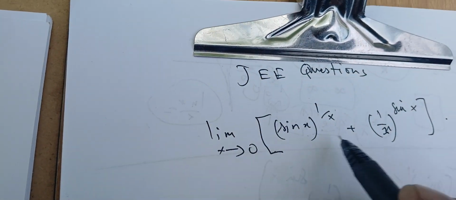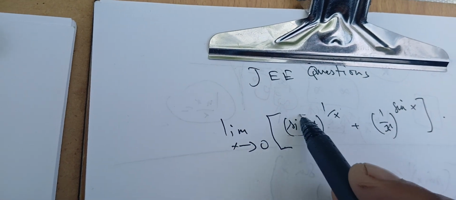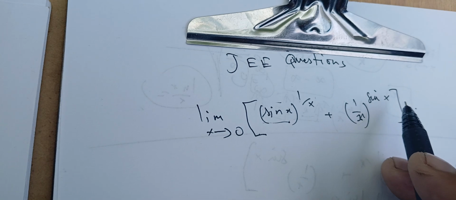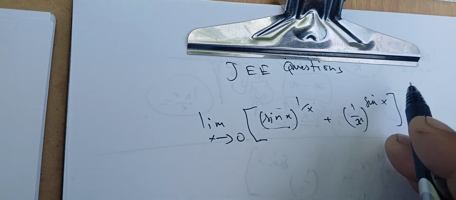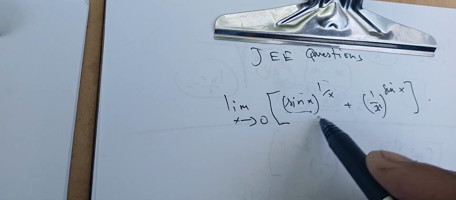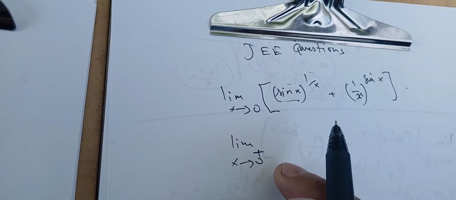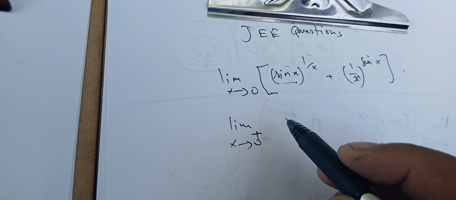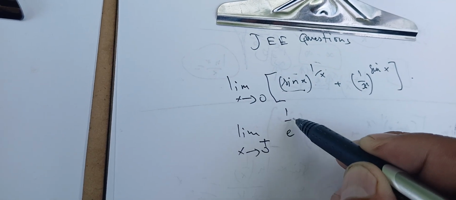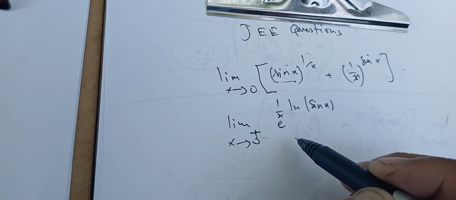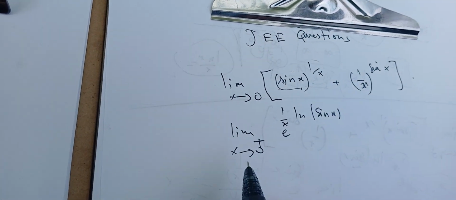So the first thing that we need to notice is that we can treat these two limits separately and see what we can get. Let's work on this one first. The limit as x goes to 0 from the right, because otherwise it's not defined. Here we can write it as 1 over x times ln of sine of x.